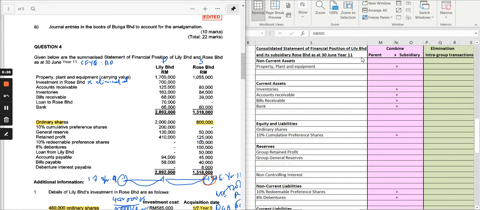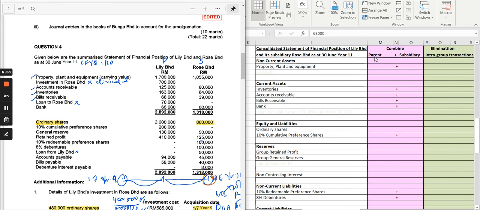So you're going to include accounts receivable, and of course after you have invested in your subsidiary, you may have goodwill or you may have a bargain purchase. This will be included in the format. And the loan to Rose, this is an intercompany transaction.